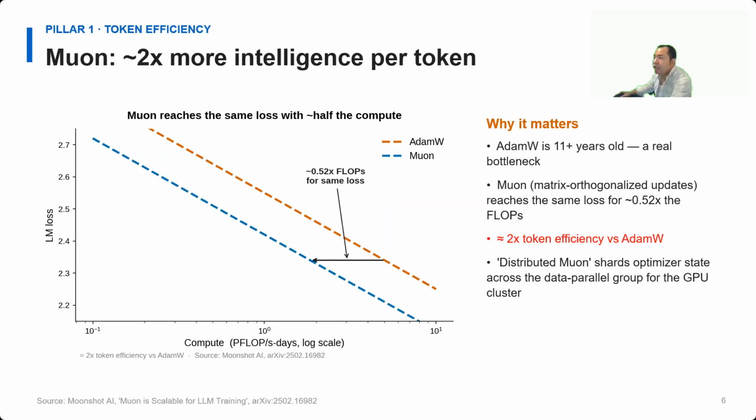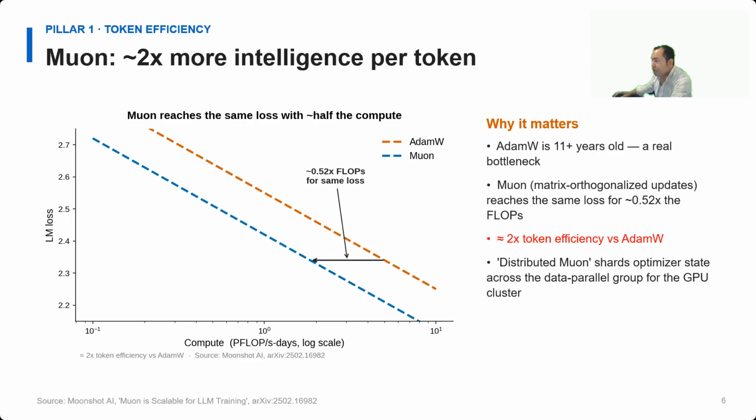And let's go one level deeper. For pillar number one, the workhorse optimizer for a decade has been Adam or AdamW. That's the most commonly used optimizer for deep learning and large models. But Zhilin Yang's point is that the 11-year-old optimizer is a bottleneck. We have simply stopped questioning it.